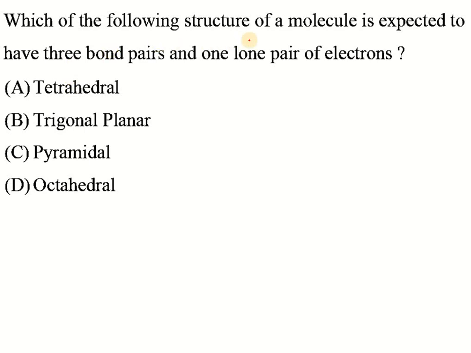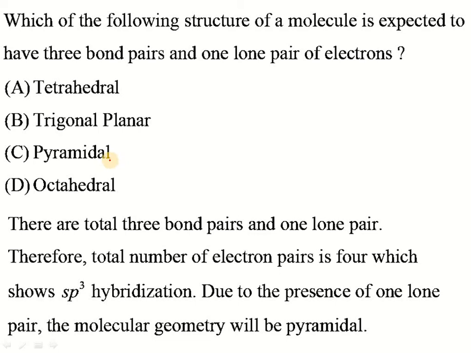Next, which of the following structures of the molecules is expected to have 3 bond pairs and 1 lone pair of electrons? Usually tetrahedral means 4 bond pairs. And 3 bond pairs and 1 lone pair of electrons in the tetrahedral case means that is pyramidal only. That means pyramidal is the right answer for this one.